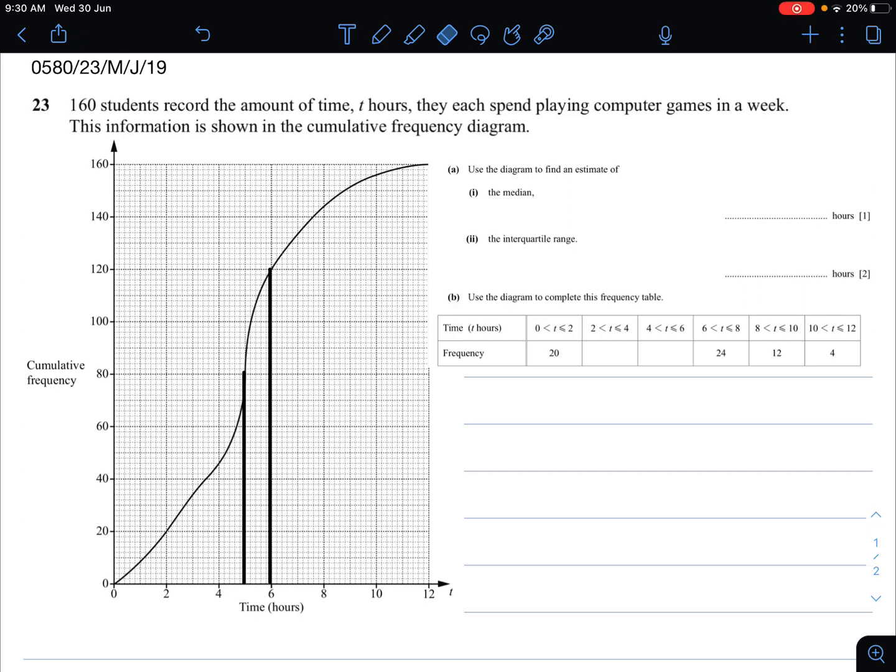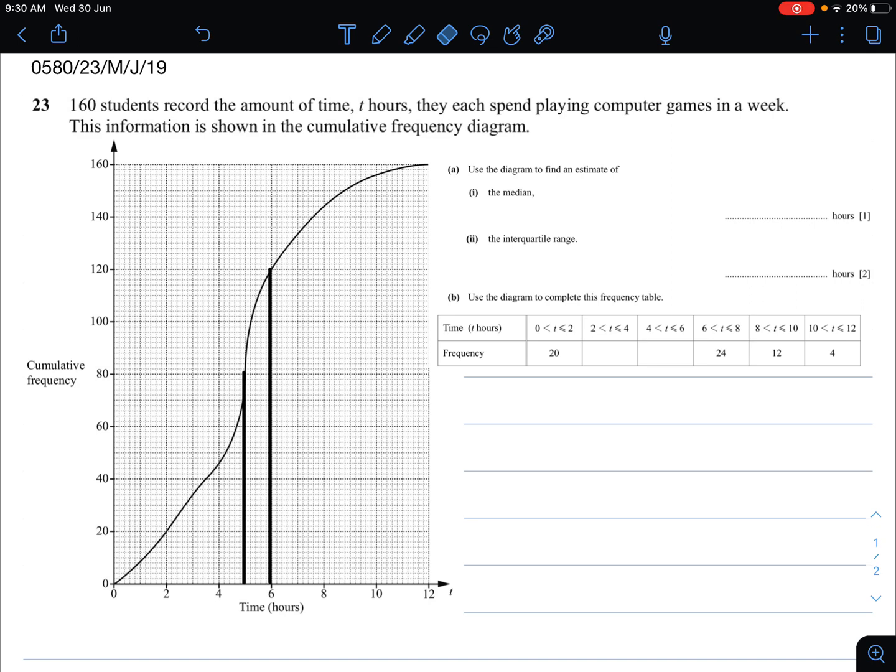Welcome to ANS Solver question 23. 160 students record the amount of time T hours they each spend playing computer games in a week. This information is shown in the cumulative frequency diagram. Use the diagram to find an estimate of the median. So that is the first part of the question.